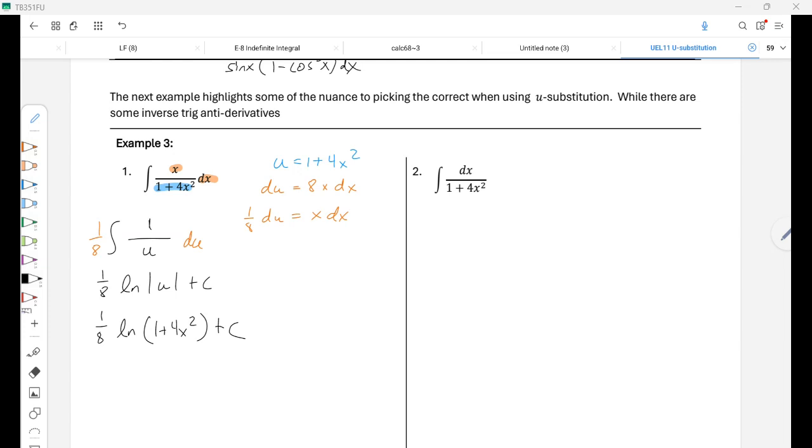Questions on that? In question 2, can I make u 1 plus 4x squared? I can't, because I don't have an x dx to highlight in orange. What must-know derivative, what must-know integral does this most look like?